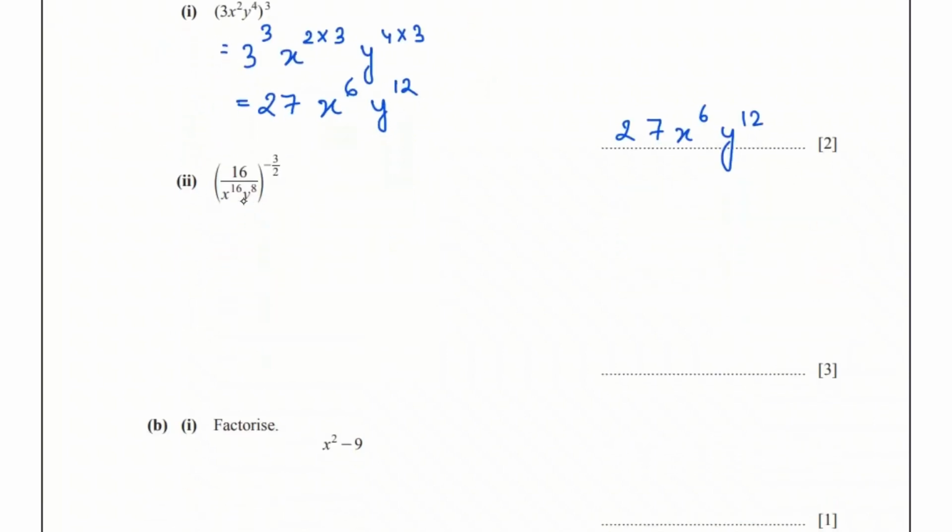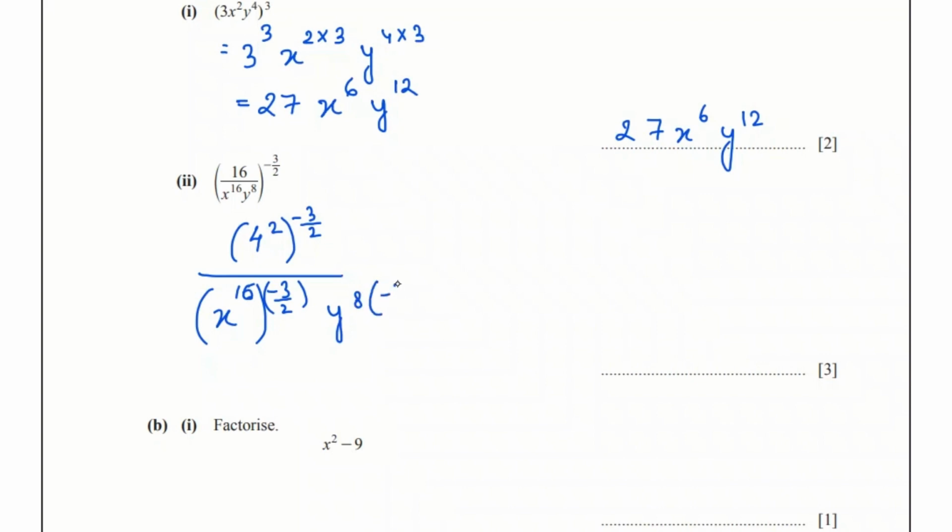Now the next question, 16 upon, okay, 16 is 4 square upon minus 3 upon 2 upon x raised to 16 minus 3 upon 2 y raised to 8 minus 3 upon 2, 2 ones are 2, 4s are 2, 2 ones are 2, 8s are, cancels off.